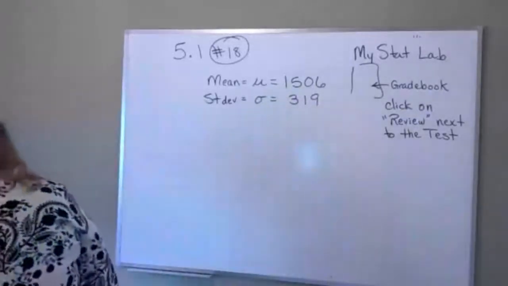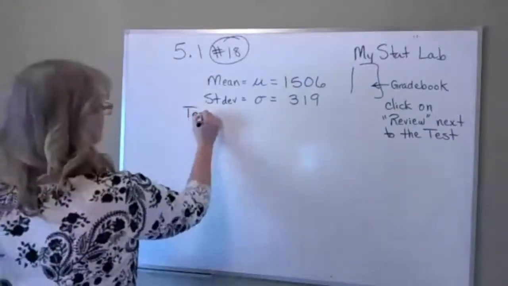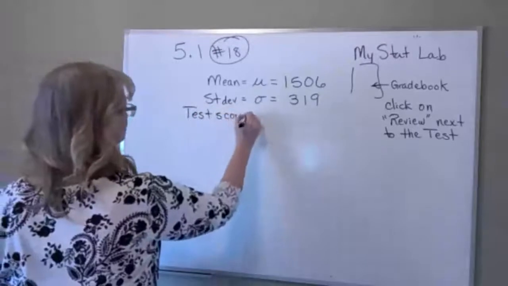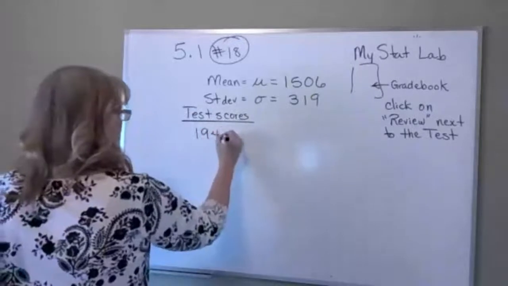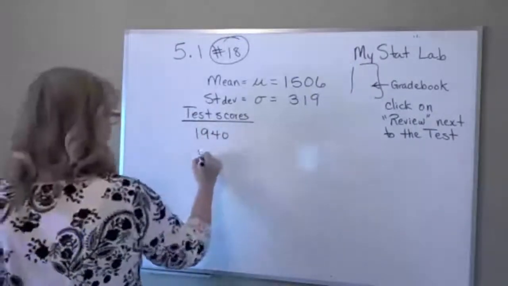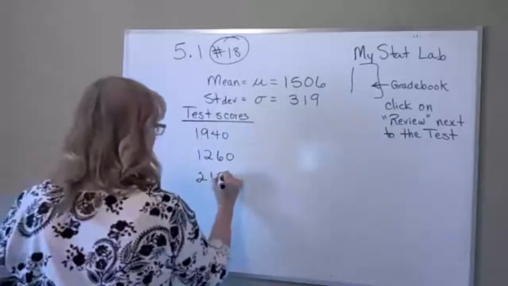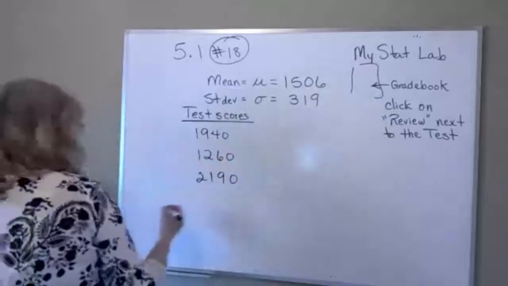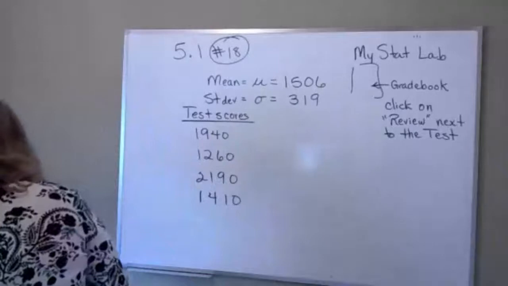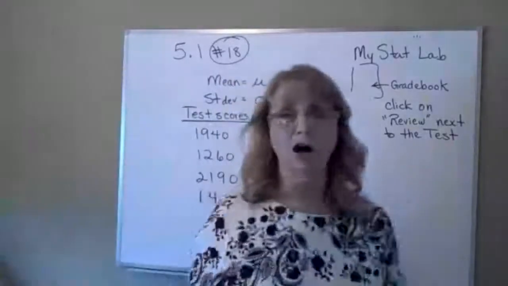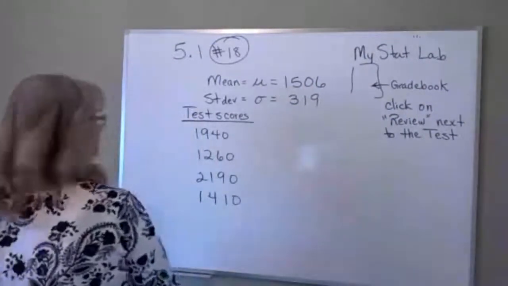And then it says the test scores of 4 students selected at random are 1,940, 1260, 2190, and 1410. Find the z-scores for each value and determine if any of them are unusual. So for each of these test scores, we want to find the z-score.